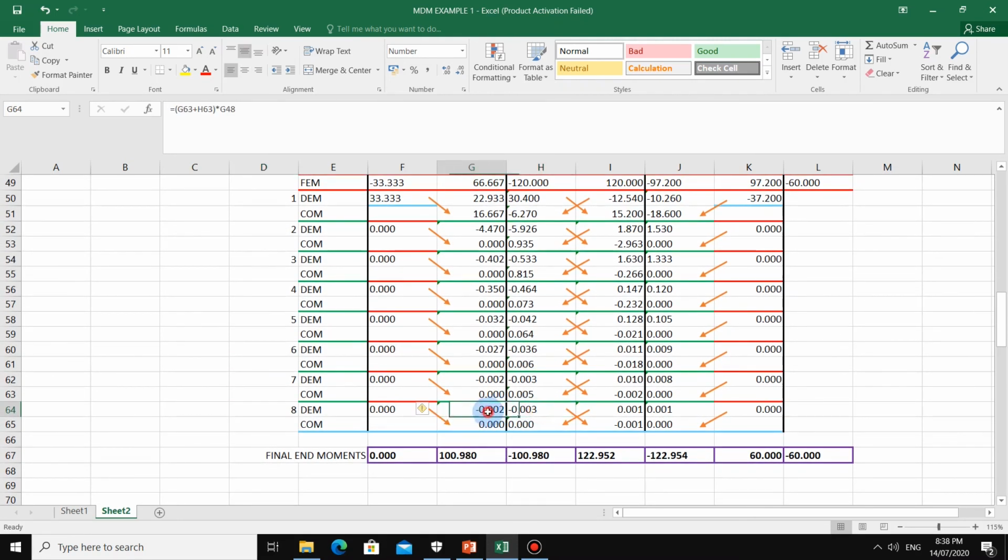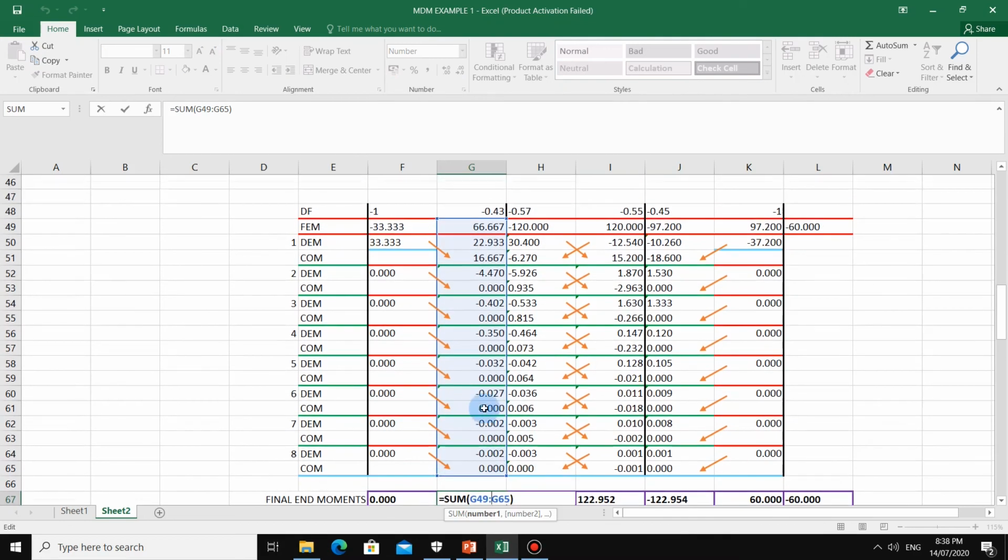So guys, mga distributed end moments, then pasa, then try to evaluate the COM, so 0, then negative 0.001. So naabot na nato ang tolerance na 0.001. So therefore you have to lock. Okay, so inyo na lang i-lock karon guys ang imuhang cycle. So once i-lock, i-add tanan. Okay, so sum up everything, from FEM to the last cycle.